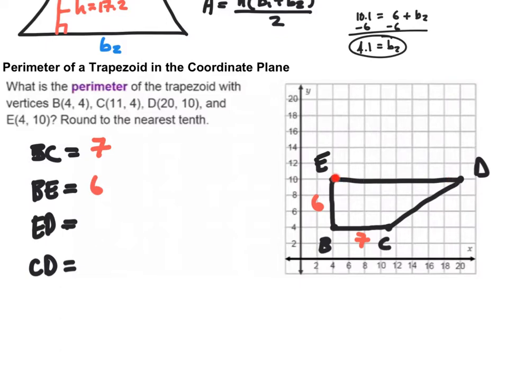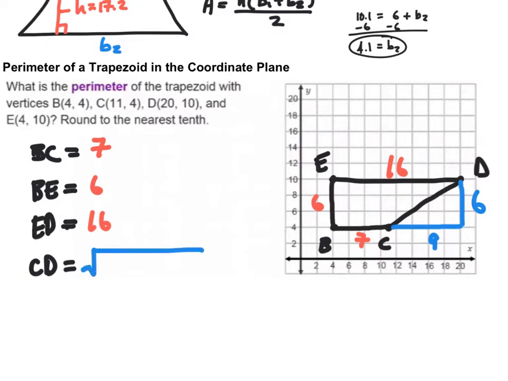ED, okay, I go from 4 on the x-axis over to 20 on the x-axis, and so that's a length of 16, okay? But now we need to figure out the length of CD. Now CD is a diagonal, so I'm going to draw a little right triangle here, connect those, and the length from 11 to 20 is a length of 9, and then the length from 10 to 4, this length here, is a length of 6. So if I wanted to find the length of CD, I'd use the Pythagorean theorem.